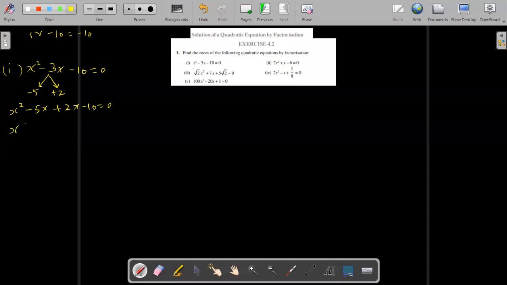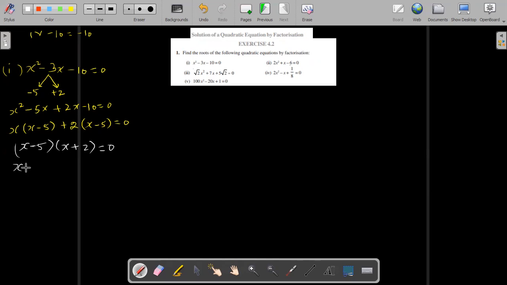Now take out common x. So x into (x minus 5) plus, taking 2 common, 2 into (x minus 5) is equal to 0. This is called the splitting of the middle term, or solving the equation using the factorization method. Now take out common (x minus 5). You get (x plus 2) is equal to 0.